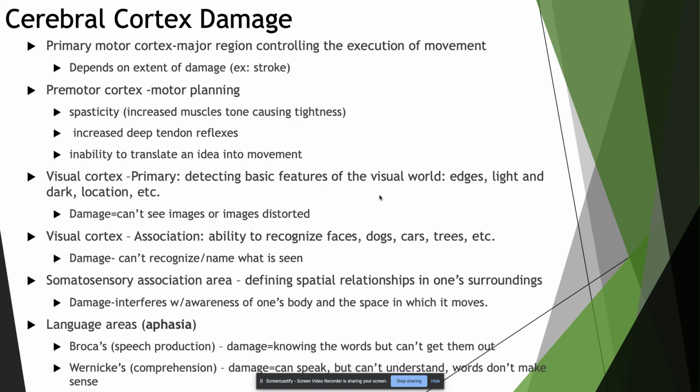So a little bit about damage to the cerebral cortex here. You can see all of the things on the slide that can be associated with some of the damages, and I'll let you go ahead and read that.